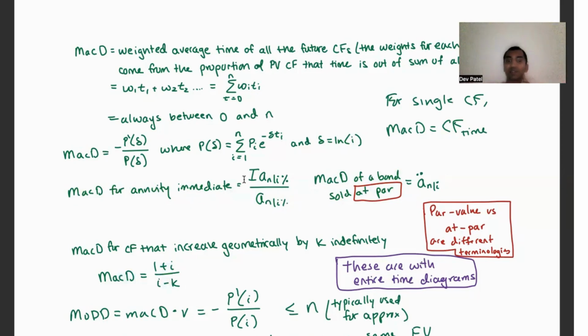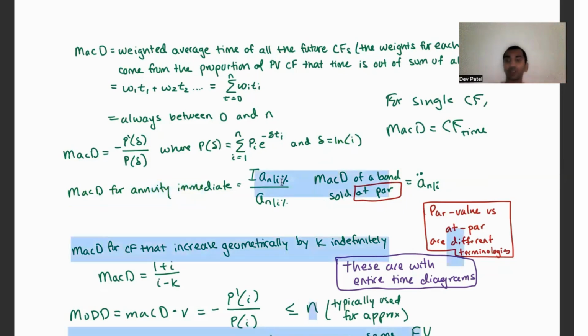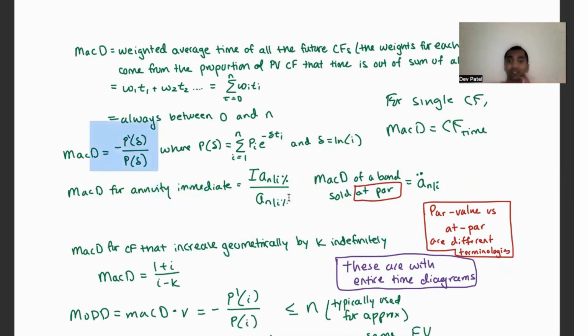So these are some formulas that if you just see "calculate the MacD" and you immediately recognize that it's one of these three, then you can simply jump to this formula without having to calculate everything else. And a couple other things I want to mention here: par value versus at par are different terminologies. These are common terminologies that may come up in questions, and we just want to understand that they mean two completely different things.